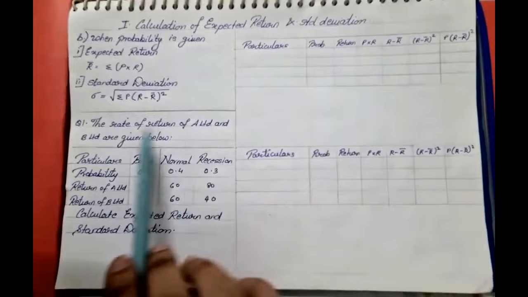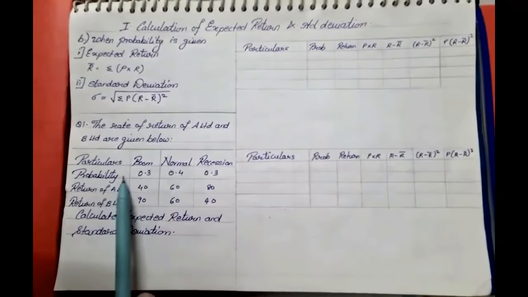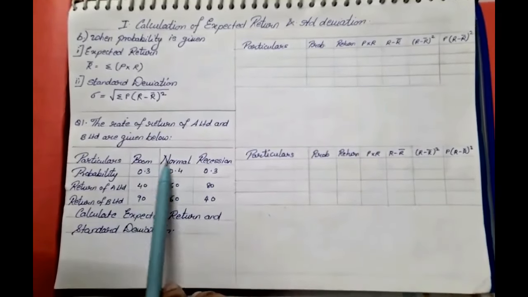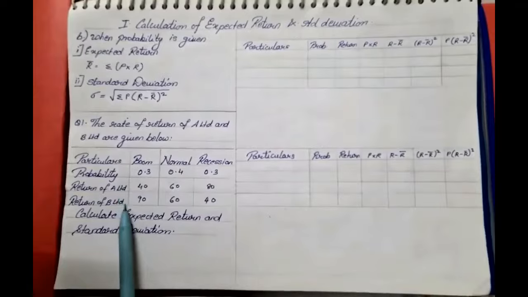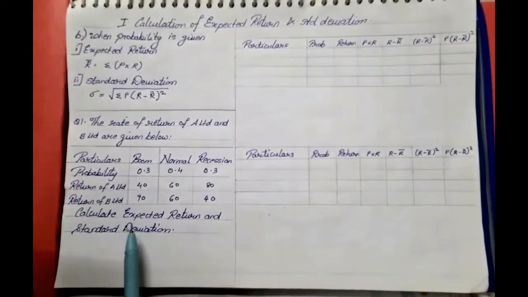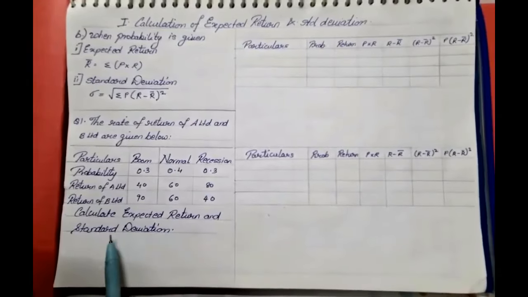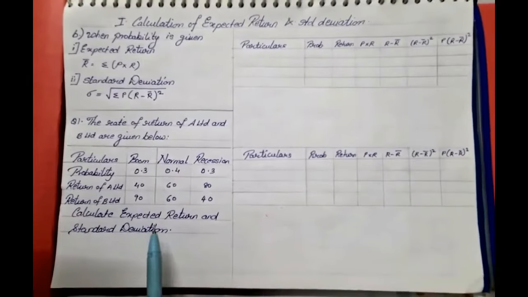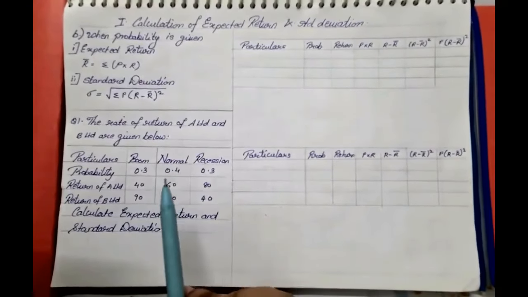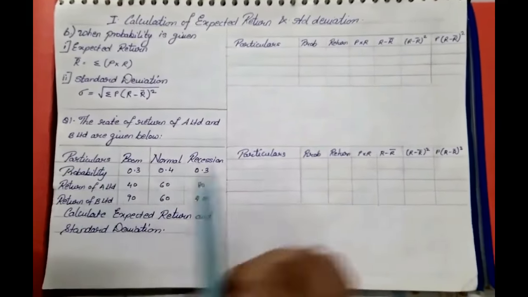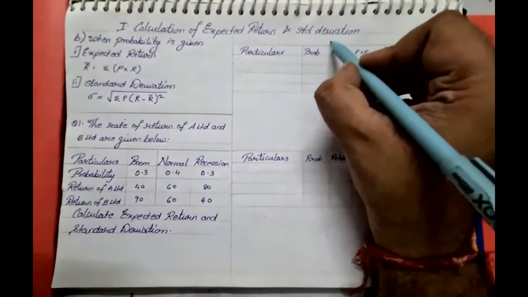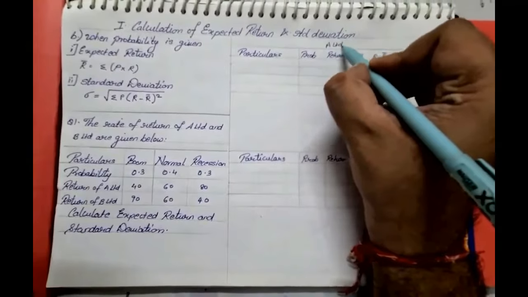the rate of return of A limited and B limited are given below. There is probability which is given, 3 conditions are given and 2 companies are given. We need to find the expected return and the standard deviation. So let us see now how to solve this particular sum. First we are going to solve for A limited, so we'll note down this as A limited.